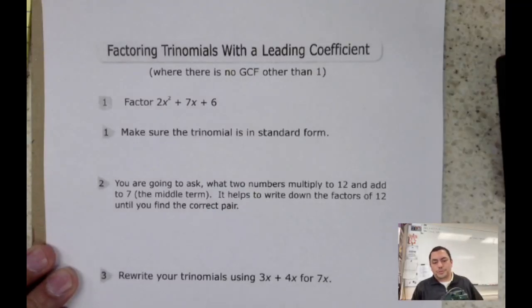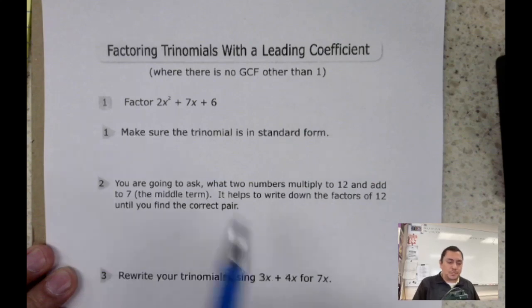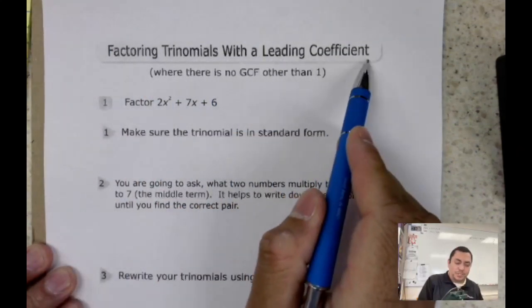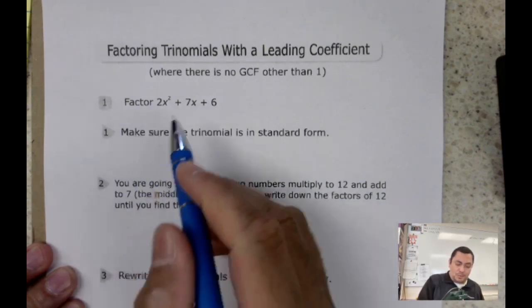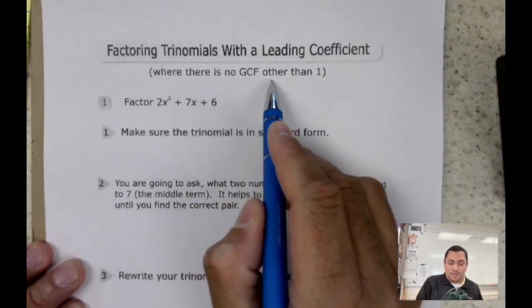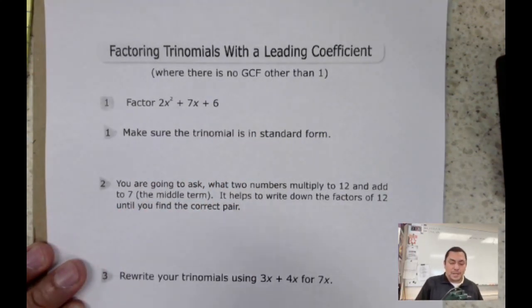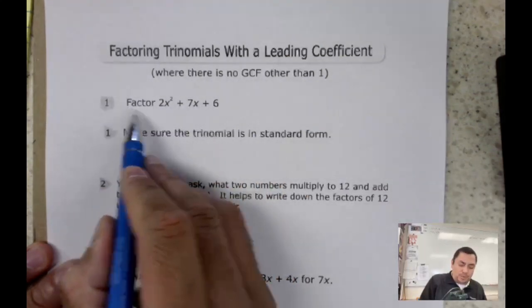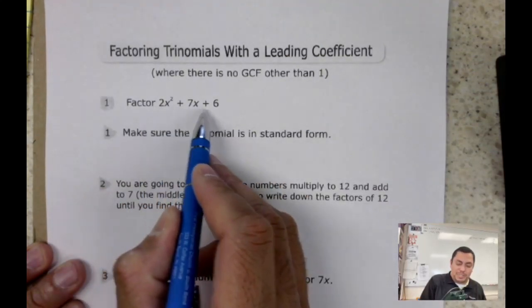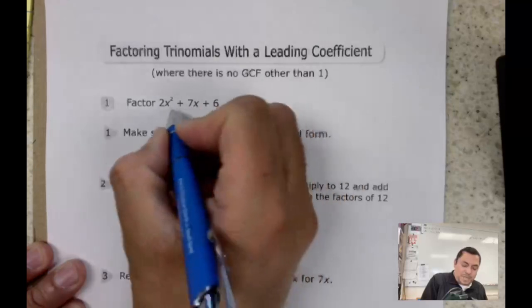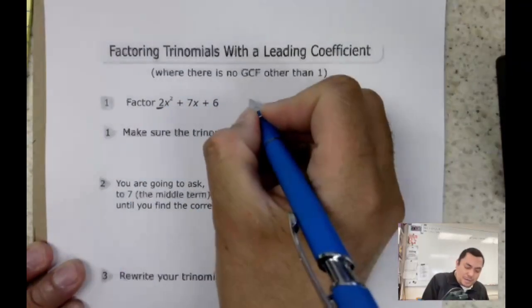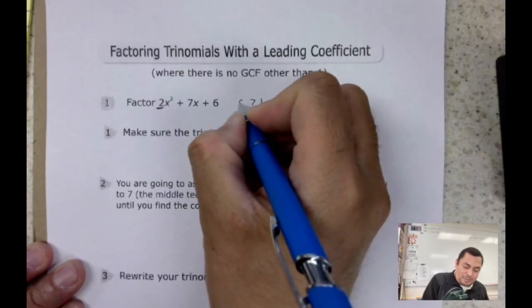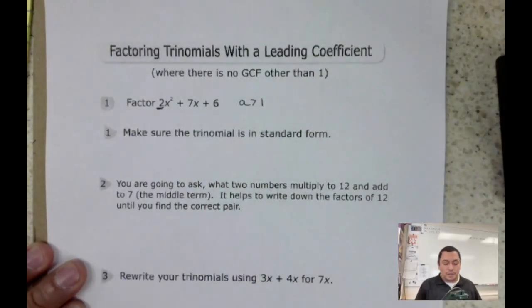We're going to start today with factoring trinomials with a leading coefficient that is greater than 1, where there is no greatest common factor other than 1. For example, we're going to factor 2x squared plus 7x plus 6. As we can see, the leading coefficient is greater than 1. And this one is a, as we've been learning.